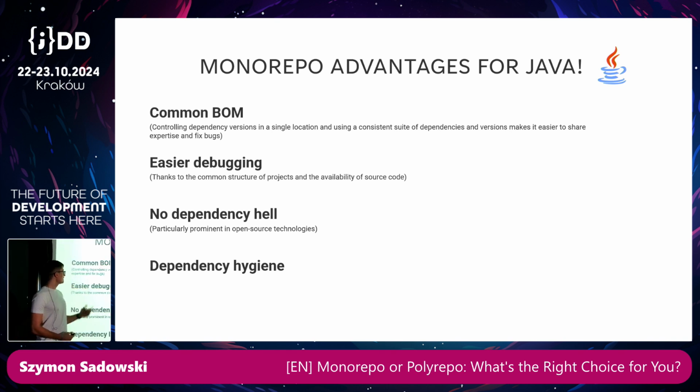All right, what advantages can it bring in particular for Java? The first one, common BOM, we already said, single location of dependency versions, and also makes it easier to share expertise about certain bugs and certain libraries.